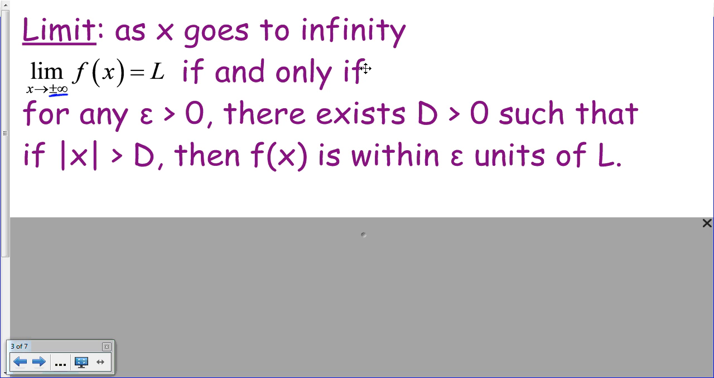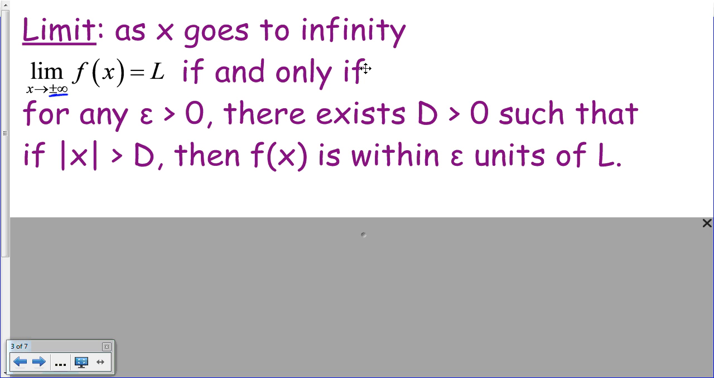I'm letting x go to plus or minus infinity. If the absolute value of x is greater than d, then f of x is within epsilon units of L. So again, d is some sort of constraint that we're going to put on x, and epsilon is the restriction that we're putting around our limit here.